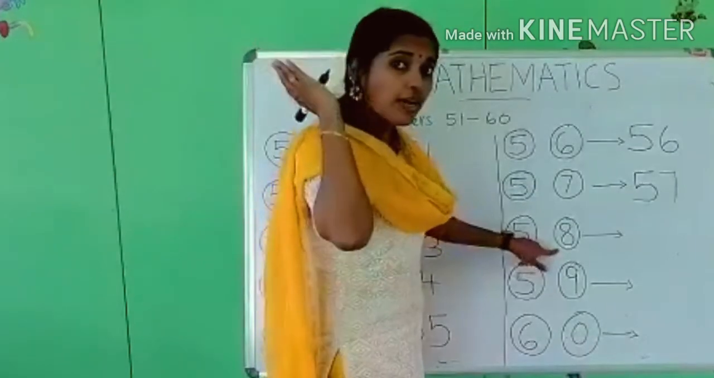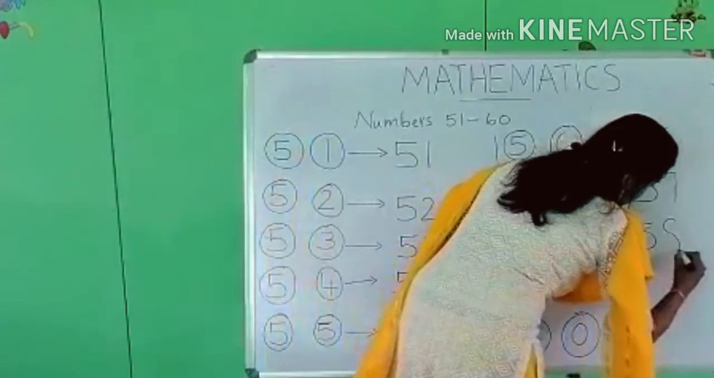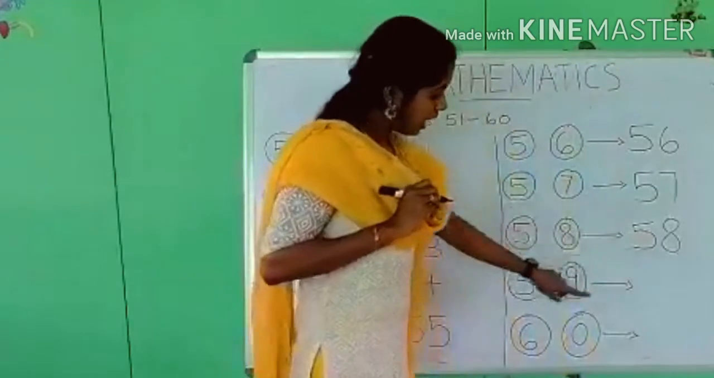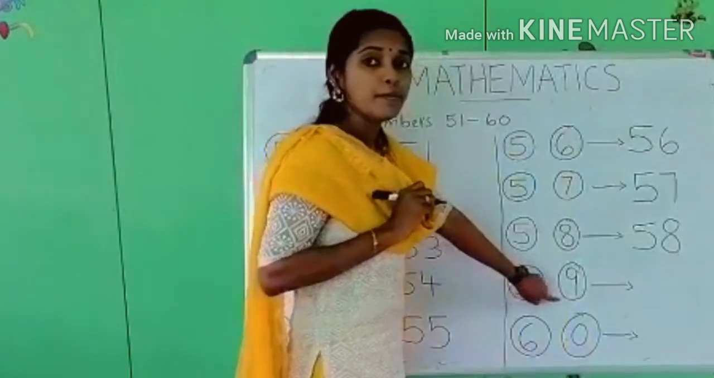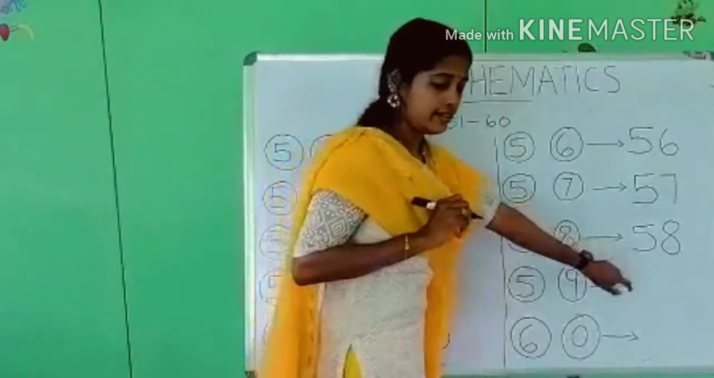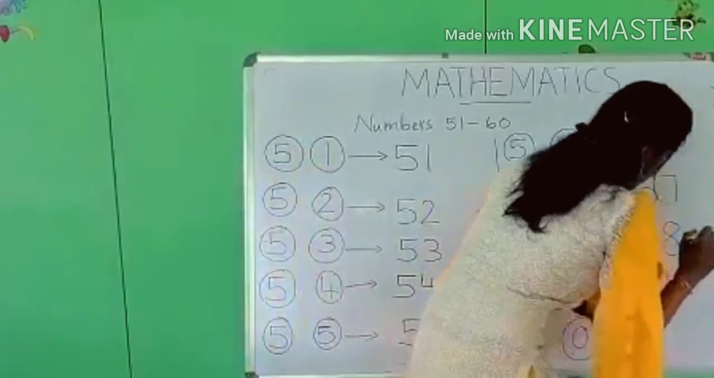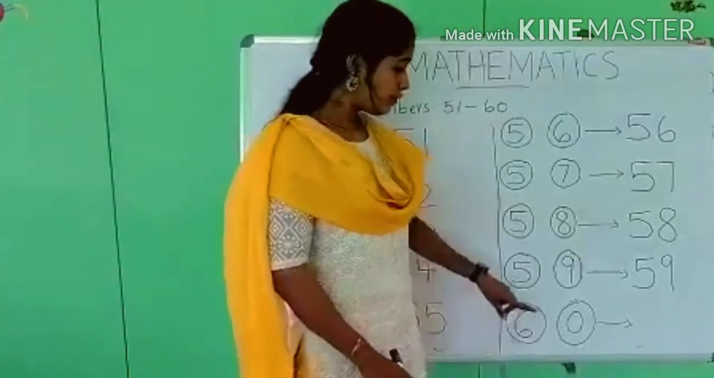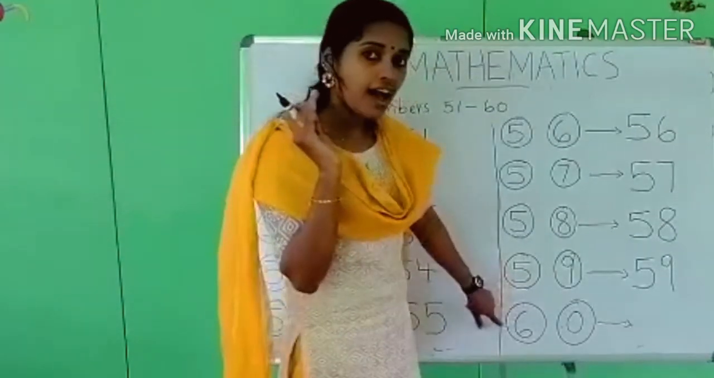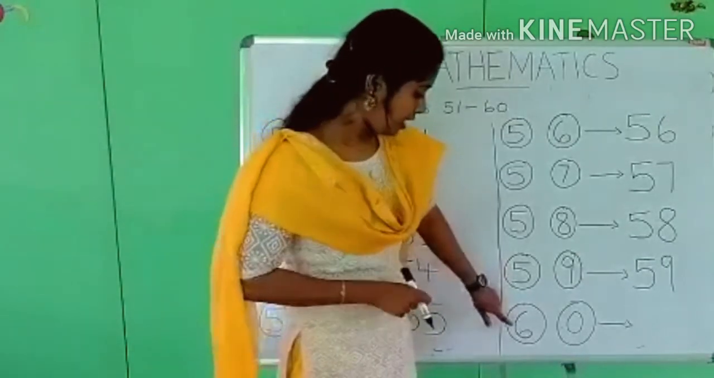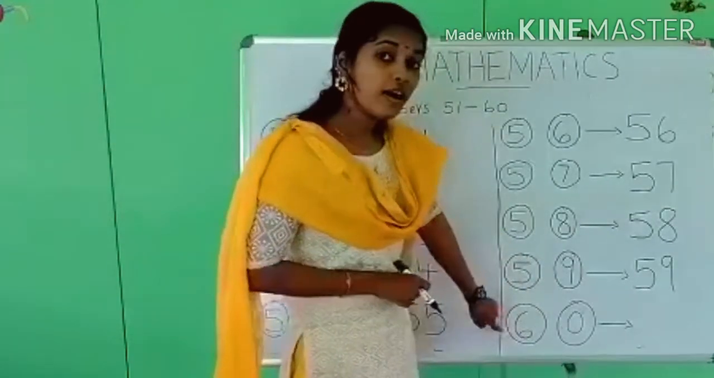I can't hear so loudly. Yes, 58. 5, 8, 58. And next number? Yes, the number 5 and 9 makes 59. 5, 9, 59. Do you know which number comes after 59? Yes, correct. Slowly. Yeah. 60. The number 6 and 0 makes number 60.